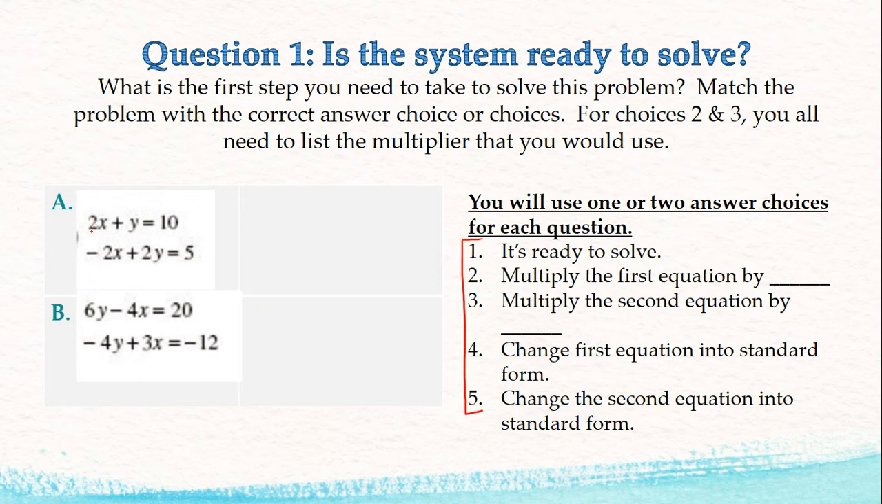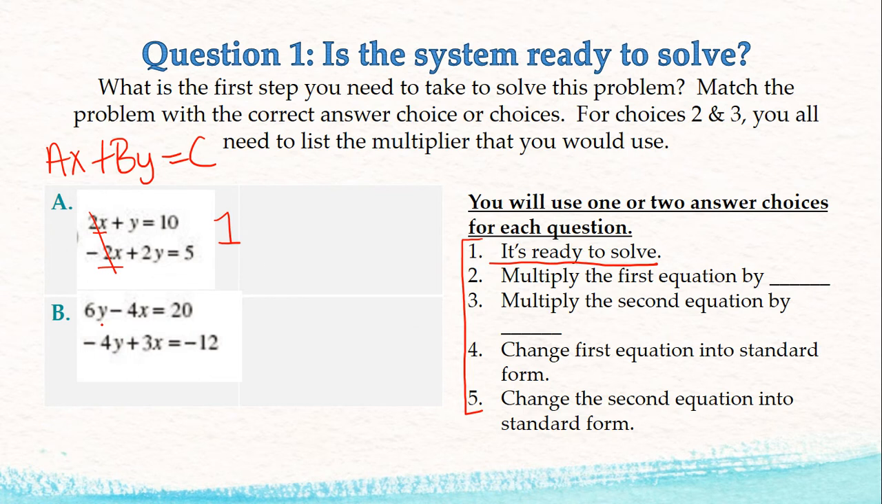So for this first example, notice that we're already in standard form. I've got my standard form is ax plus by equals c. They're both in that form, so I don't have to worry about that. And if I look at my coefficients, I want to see if anything's going to cancel. So if I look at my x's, I have a 2x and a negative 2x. So when I add those, they're clearly going to cancel. So this one is ready to solve. So I would pick choice 1 because choice 1 is it's ready to solve. And then you're done with part A.